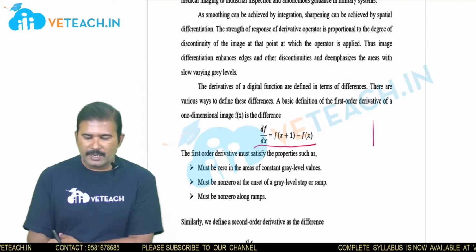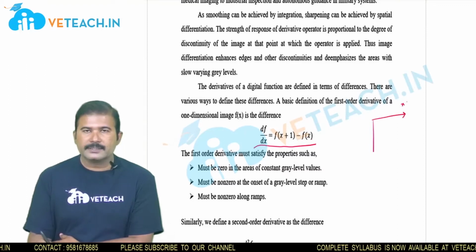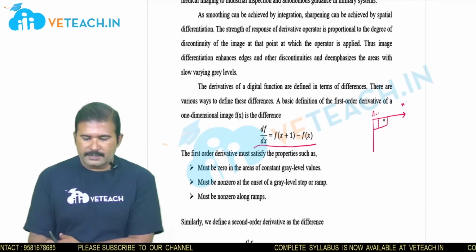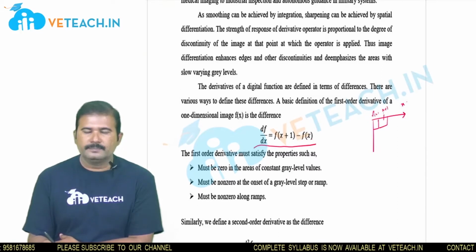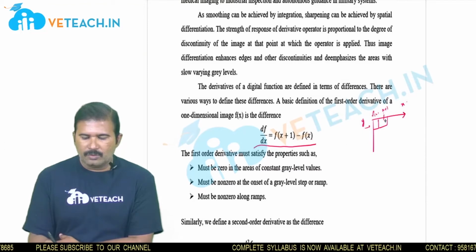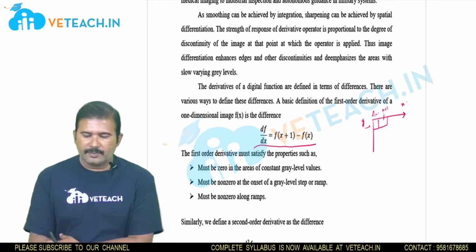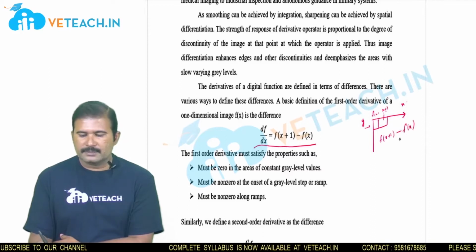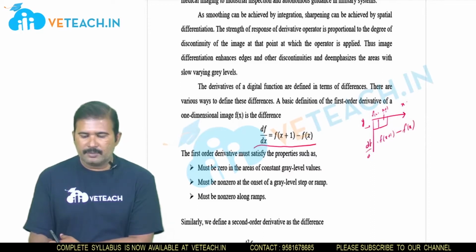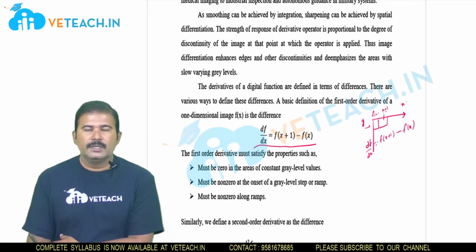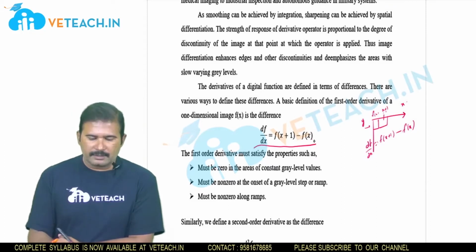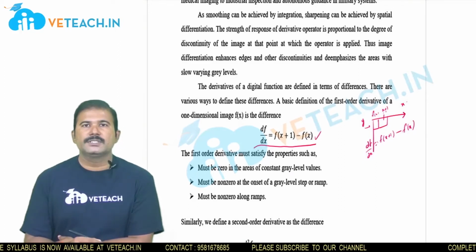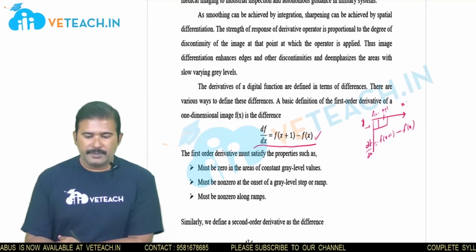That means in the one dimensional case, along the x axis, suppose this is a pixel f of x and this is x plus 1, which lies on the same row y. So the difference between the gray level values of these two, f of x plus 1 minus f of x, is called the one dimensional derivative in x direction. Similarly for y direction, we take f of y plus 1 minus f of y, which is the first order derivative.